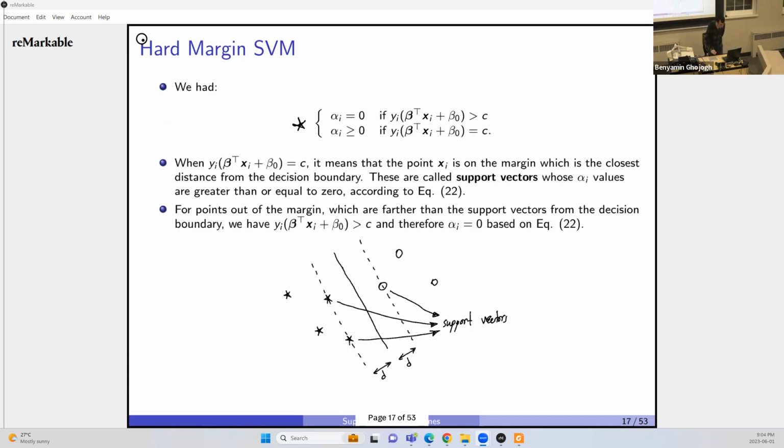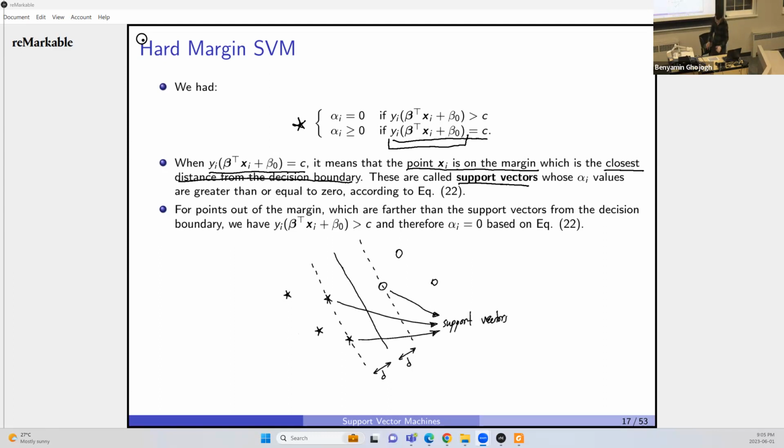So we had this, okay? Now, consider this case, when yi times (beta transpose xi plus beta zero) is equal to c. It means that the point xi is on the margin, which is the closest distance from the decision boundary. In other words, it's a support vector. Why? Do you agree? What was this? This was a distance. This over some norm of beta was the distance, right? And we multiply the norm of beta by some constant, and we rename that to be c. When this is exactly equal to zero, it means that this has the smallest distance that we have, right?